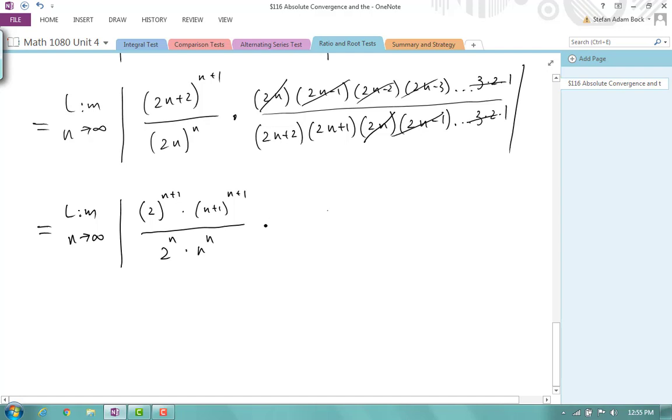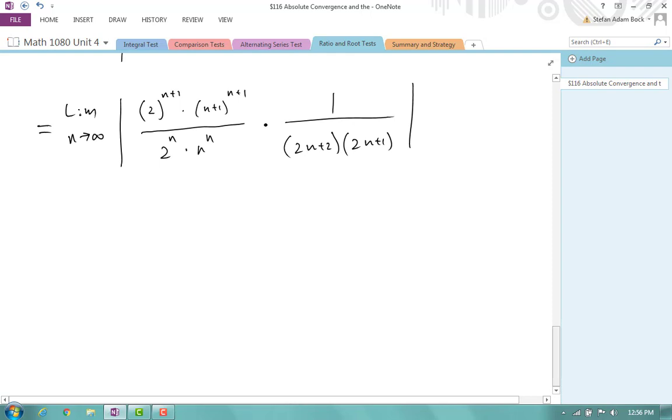And this is all multiplied by 1 over, I have a 2n plus 2, and I have a 2n plus 1 left over here. In fact, why don't I take this left fraction, right fraction, and factor it. So instead of 2n plus 2, I'm going to write 2 times n plus 1.